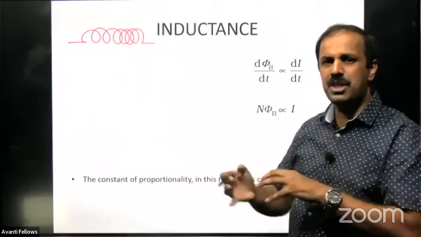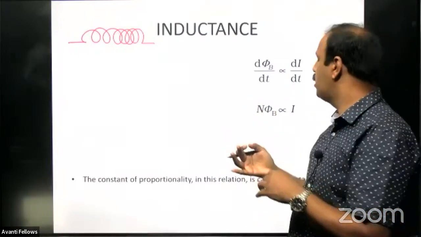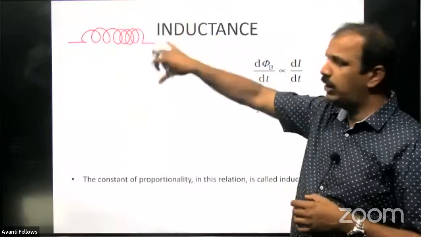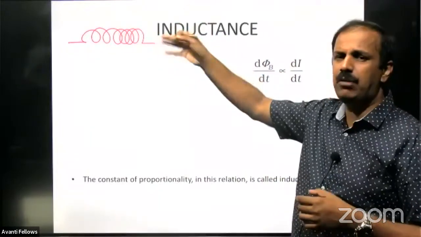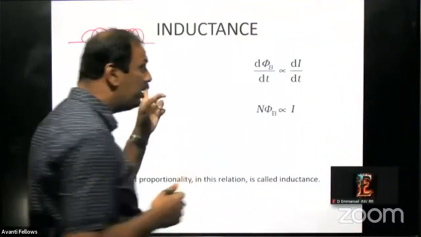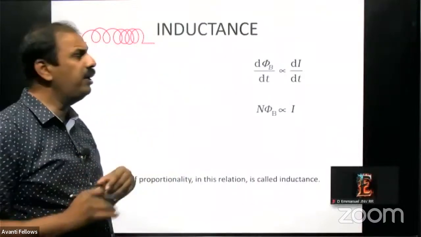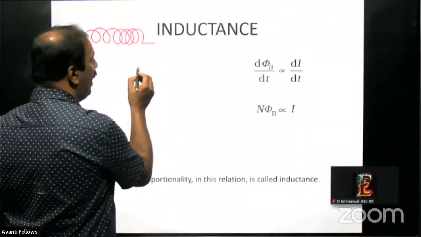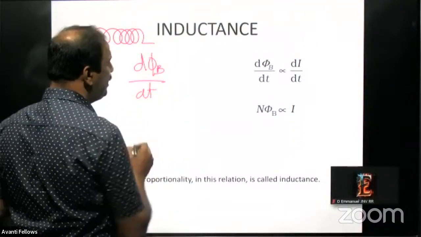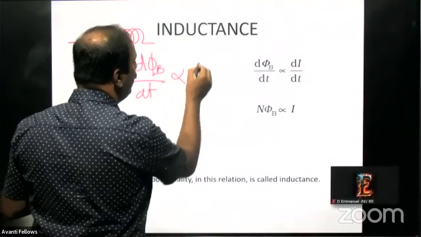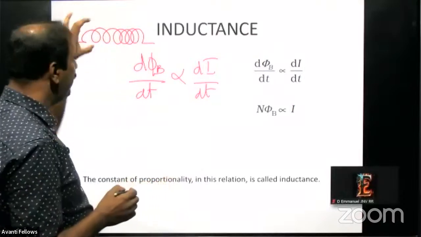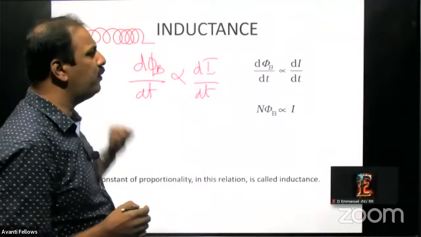So there is a relation between the flux and the current. If a current is passing through it, it will produce a flux, or if it is kept in a changing flux, a current is induced. So the relation is given by, as we already discussed, it works only when there is a change. So we have d phi b by dt proportional to di by dt. That is, the rate of change of flux is proportional to the rate of change of current.